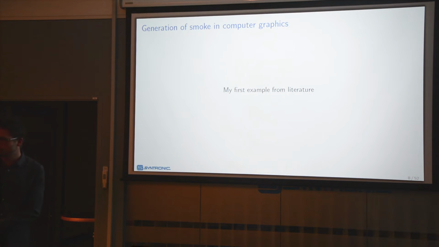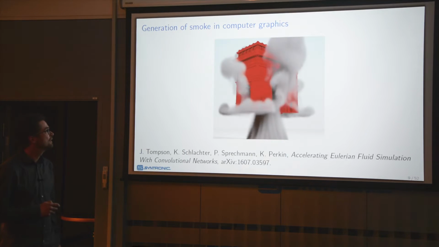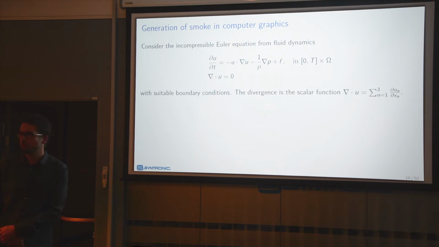Okay, so this is my first example from the literature. It's about generating smoke in computer graphics. And this is a picture from the paper. I didn't generate any of these pictures, but at least I cited it. So in order to do this, the Euler equation from fluid dynamics is used with some suitable boundary condition. And here the divergence means the sum of the first derivatives in the respective coordinates.